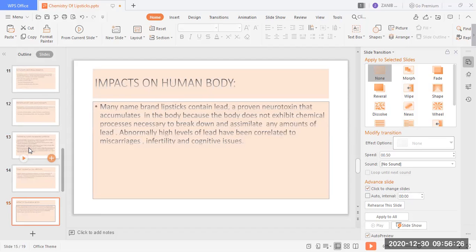Some impacts of lipstick on the human body. Many brand lipsticks contain lead, a proven neurotoxin that accumulates in the body because the body does not have the chemical processes necessary to break down and assimilate any amount of lead. Abnormally high levels of lead have been correlated to miscarriages, infertility, and cognitive issues. For example, in the University of California study, researchers found that women who applied lipstick 2 to 14 times every day, in terms of chemical exposure, translate into ingesting or absorbing as much as 87 milligrams of product a day.